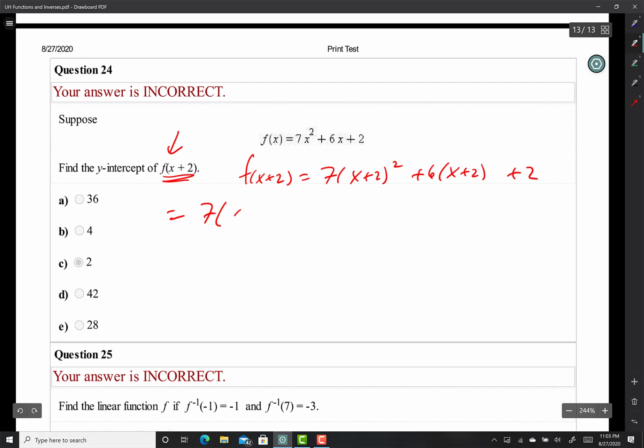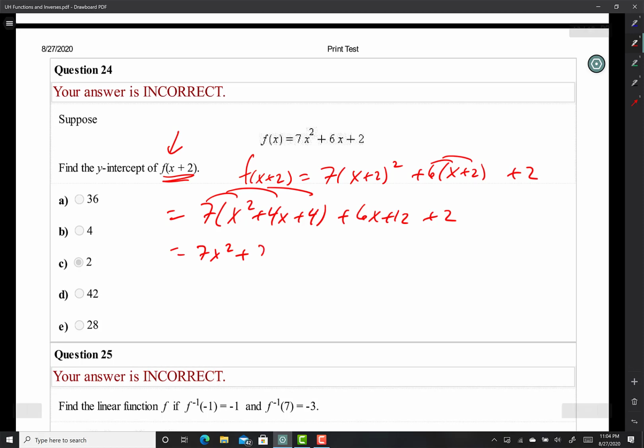7, let's see, x times x is x squared, plus 2x plus 2x, that's 4x, plus 4, and then plus 6x plus 12, plus 2, distribute that. 7x squared plus 7 times 4, what's that, 7, 14, 28, 28x, plus 28, plus 6x, plus 14, and let's go ahead and combine those two.